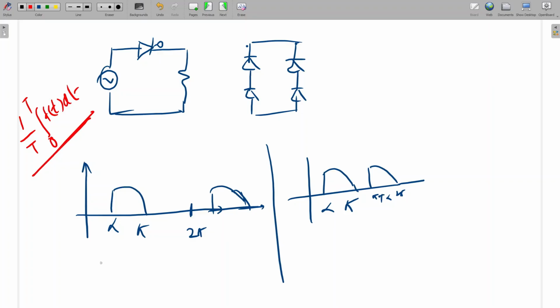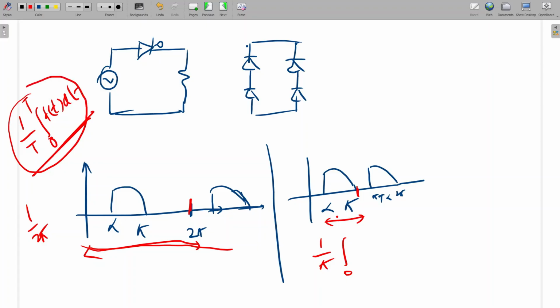Okay, so if you will see the waveform, it is repeating after every 2 pi. Clear? Yes, sir. That's why here we are taking 1 by 2 pi. But in 2 pulse, if you will see, it is repeating after every pi. So this is the time period. So that's why 1 by pi. This is the normal average formula, average of any waveform.